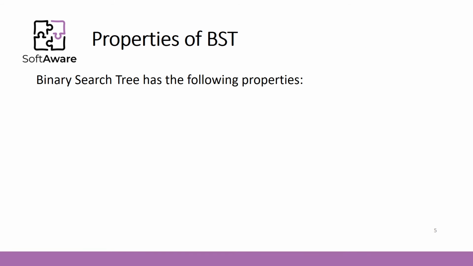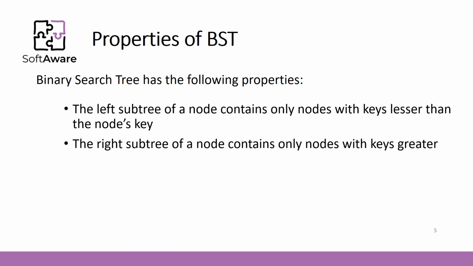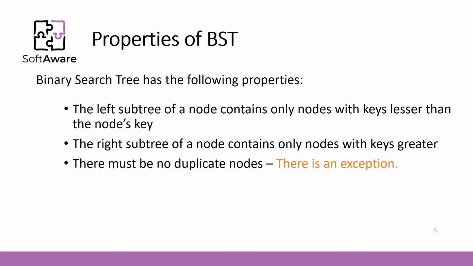In basis, binary search tree has 3 main properties. The left subtree of a node contains only nodes with keys lesser than the node's key. The right subtree of a node contains only nodes with the greater keys. And there must be no duplicate nodes. But however, there's an exception.